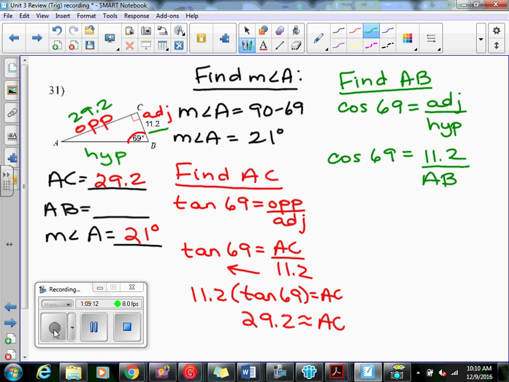Okay, so this is basically one of those problems that we did before where your variable is in the denominator. What are you going to do? We're going to switch them. So when we switch, we're going to have AB equals 11.2 divided by the cosine of 69. Now you divide that out, put it in the calculator. If you do 11.2 divided by cosine 69, what do you get? Okay, so if it's 31.25, we'll round it to 31.3.